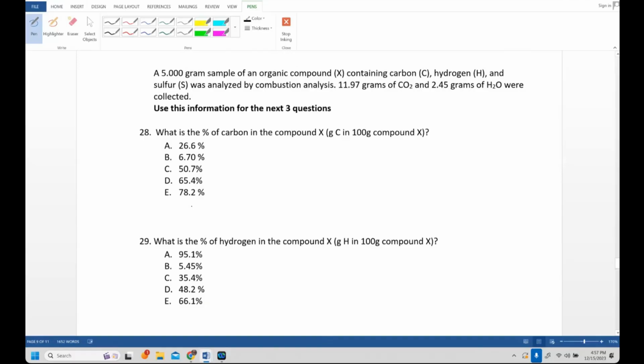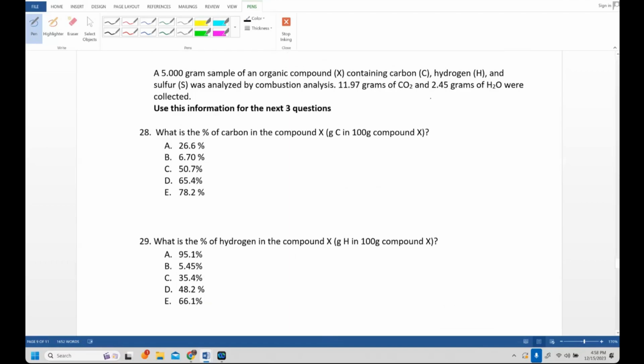A 5-gram sample of an organic compound X contains carbon, hydrogen, and sulfur. It was analyzed in a combustion analysis, and you come up with 11.97 grams of carbon dioxide. 2.45 grams of H2O were collected. What is the percent carbon in the compound X? All right, now percent carbon.